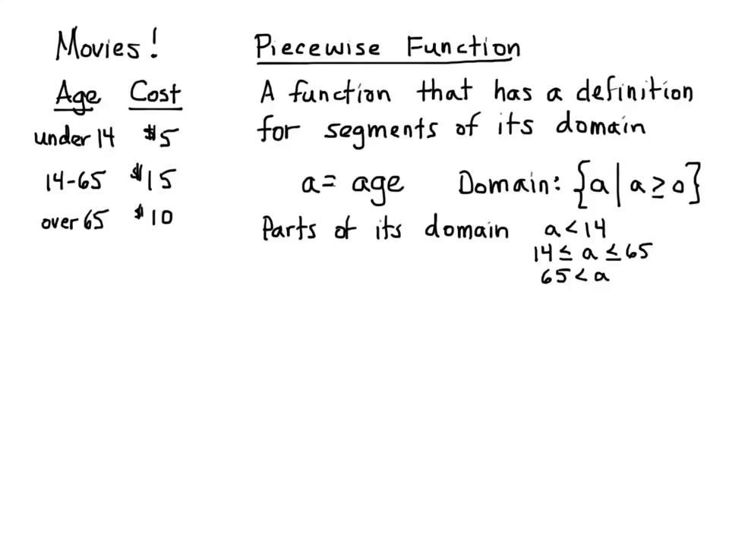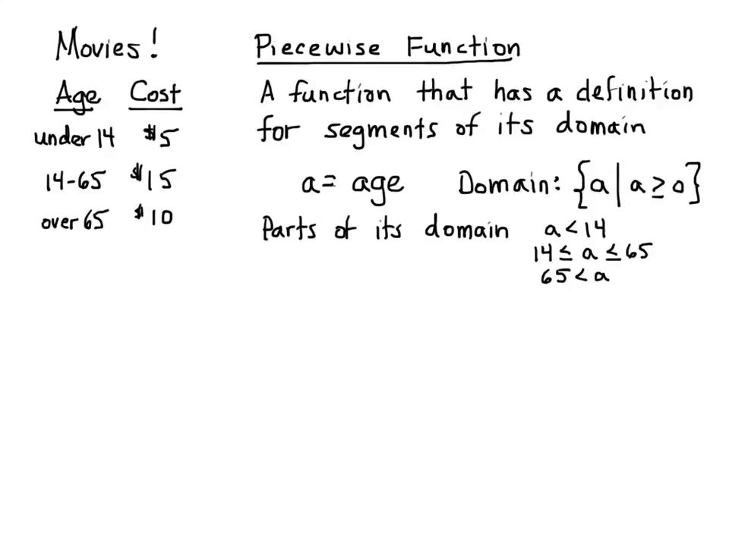And so when we're piecing out our domain, or making our domain into pieces like this, we want to make sure that we don't overlap, that we have these three, in this case, parts of the domain where a is true only in one of the cases. So either you're under 14 or you are 14. And so in this case, when you are 14, you're paying $15. When you are 65 years old, you're paying $15. If you're over 65, that means you're going to pay $10.